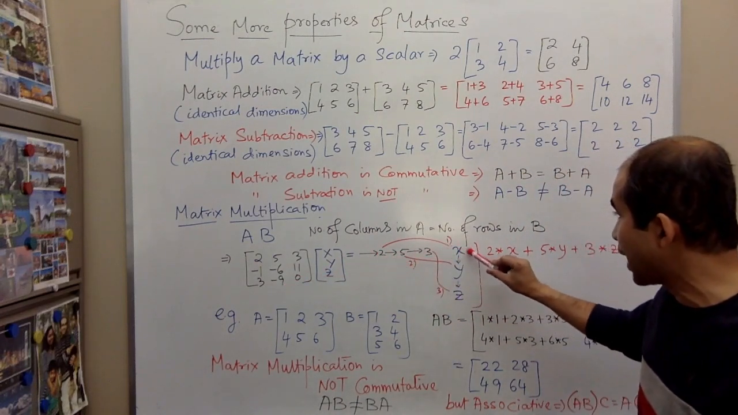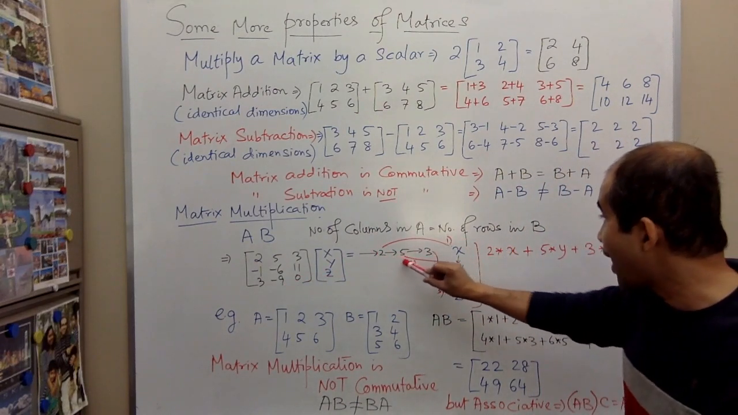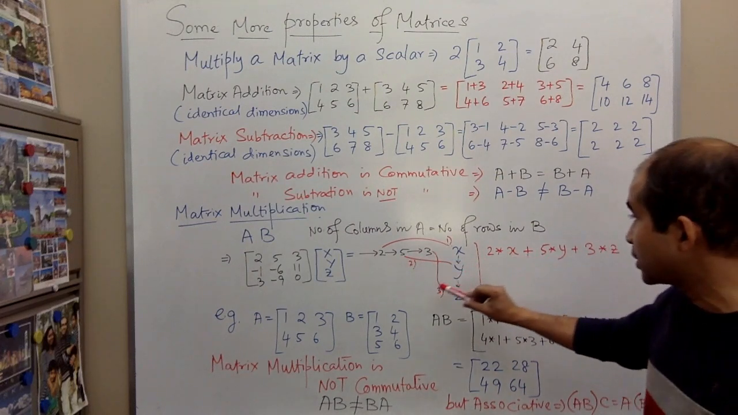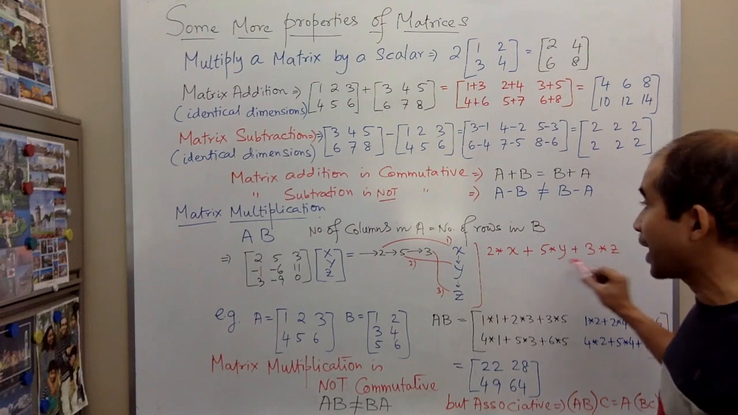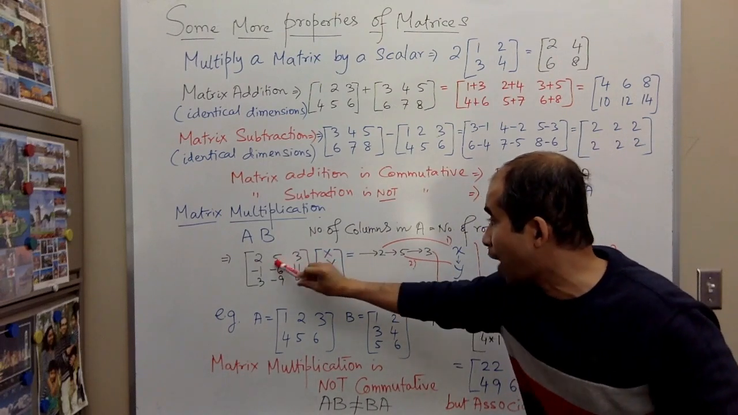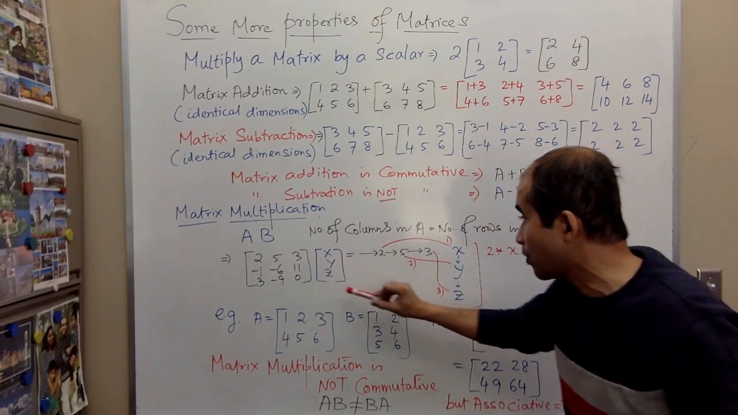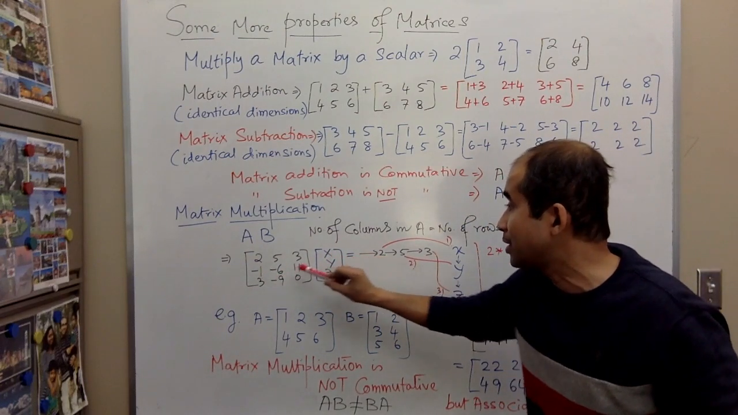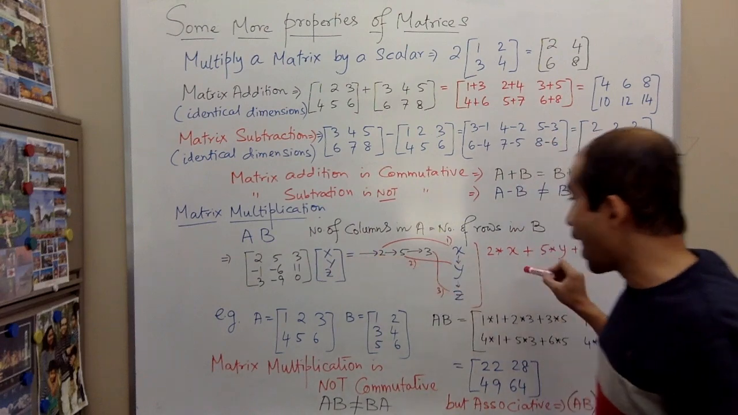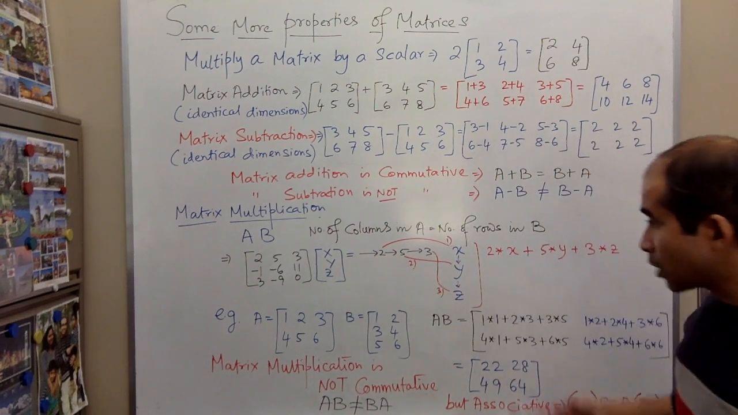2 will be multiplied with x, that's the first step. 5 will be multiplied with y, that's the second step, and 3 will be multiplied by z, that's the third step, and all of them will be added. You see, 2 with x, 5 with y, and 3 with z, and all of them will be added. Then minus 1 with x, minus 6 with y, and minus 11 with z, and then added, and in that way.